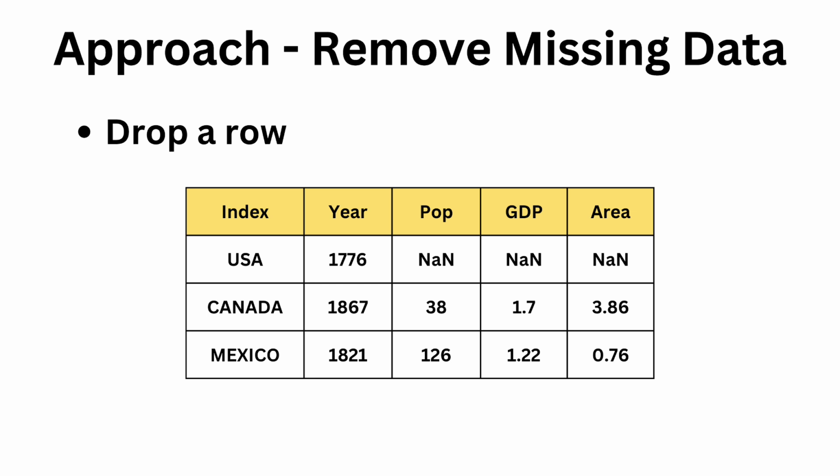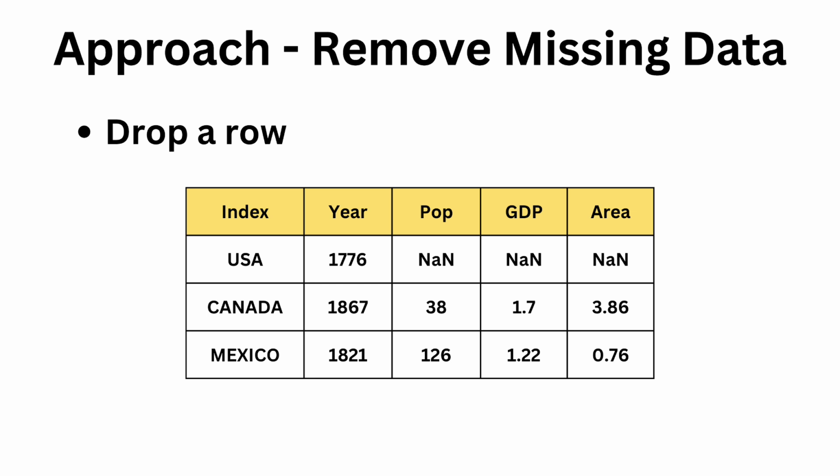So we can see here for United States, we only have the year. We're missing population, GDP, area. For this particular case, it wouldn't make sense to drop population, GDP, and area because we have that information for all the other rows except for USA. And in this particular situation, we're going to pretend that we can't just look up population, GDP, and area.